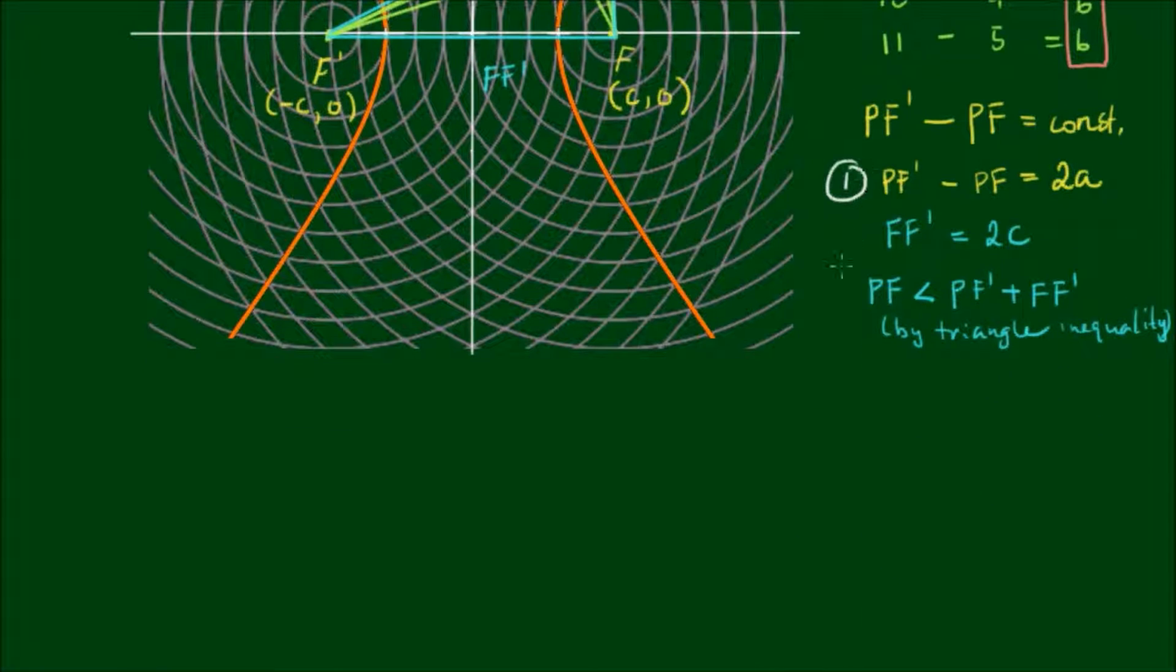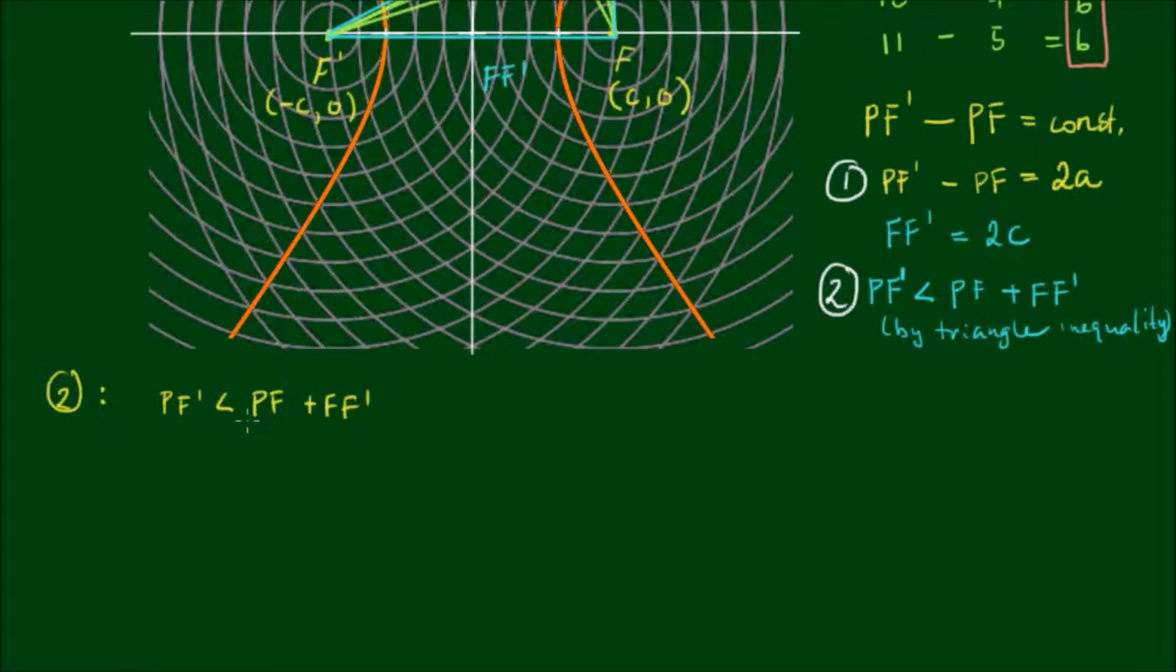So now these are the two properties we will use to formulate the standard equation for the hyperbola. And now for my own convenience, and my apologies, I'm going to swap this inequality around a little bit. So I'll say that PF prime is less than PF plus FF prime. So the triangle inequality still works because PF prime is one side and the length of that side is still less than the sum of the two other sides.